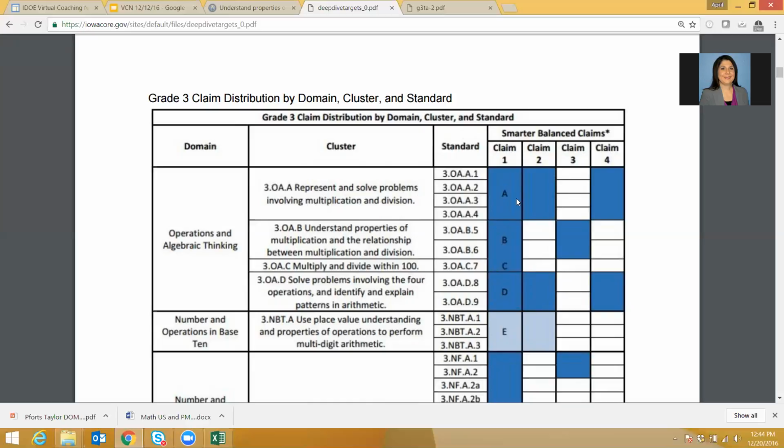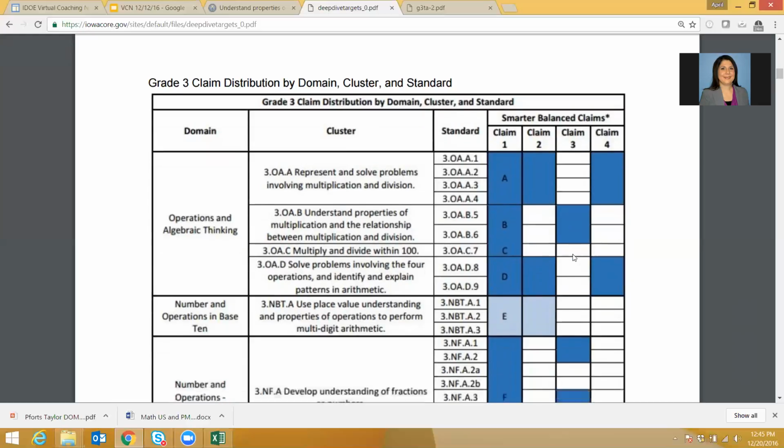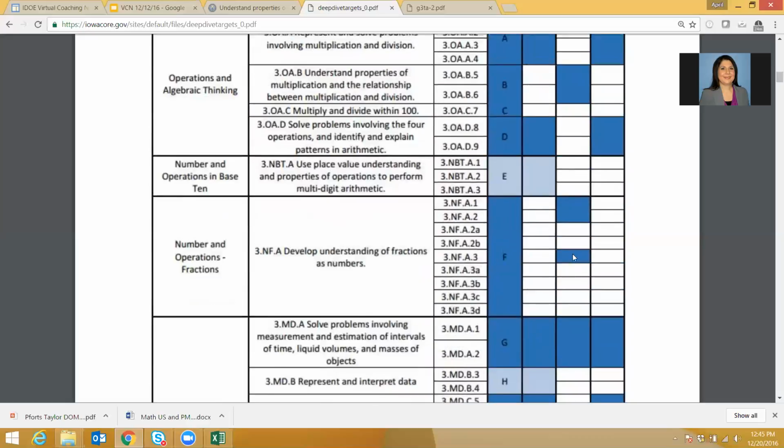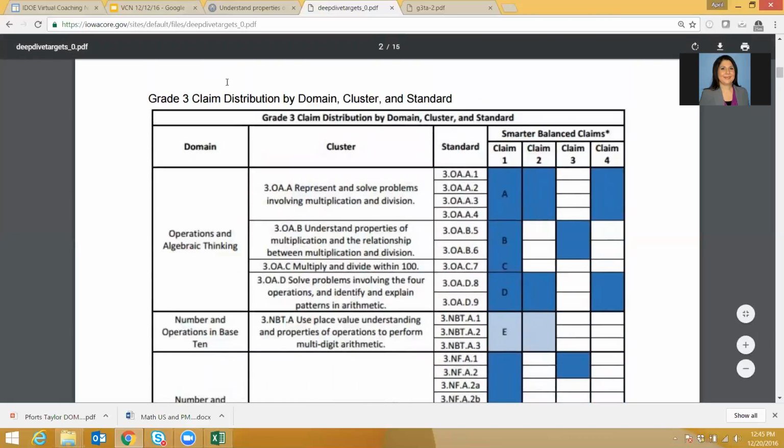You'll notice that we do not assess all of the standards or all of the clusters and all of the claims. So for this cluster or target A, we only assess it in claim 1, 2, and 4. For B, we're only assessing it under claim 1 and claim 3, because not all of them lend themselves to appropriately be communicating or modeling or things like that. But what you will notice as I scroll through this page, everything in 3rd grade can be assessed. Okay? So this can help guide some of your work as you're working on these things this year.